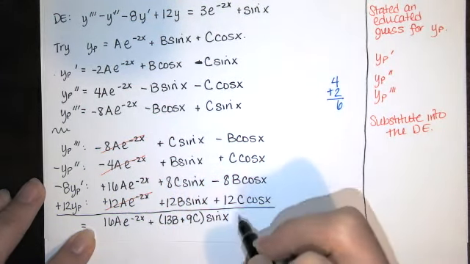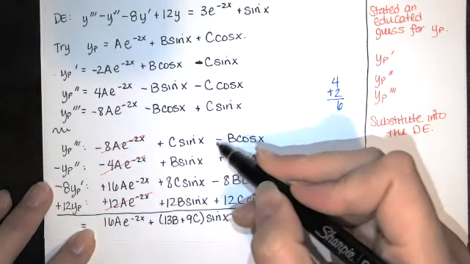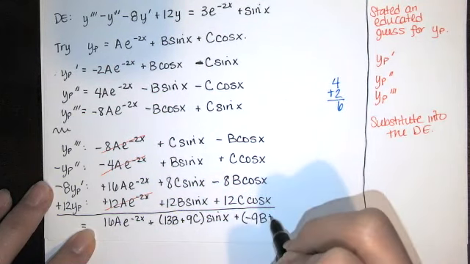And then over here, let's do the b's first. We have -8b minus 1 is 9b. 12c plus 1c is 13c.